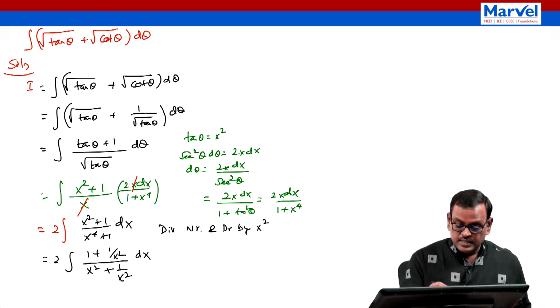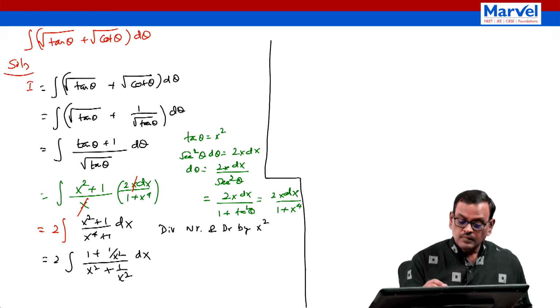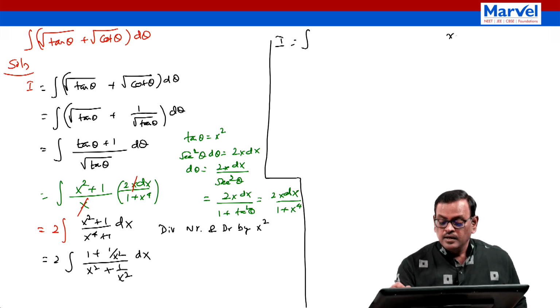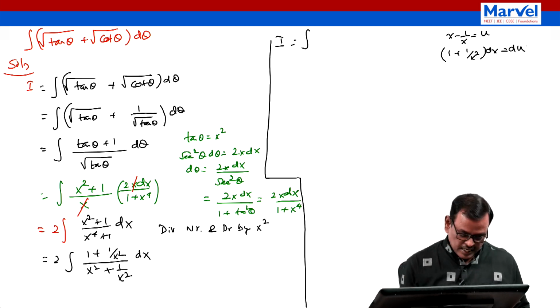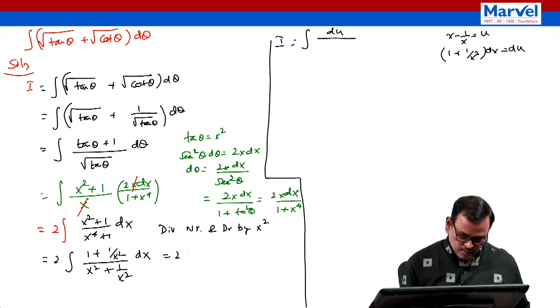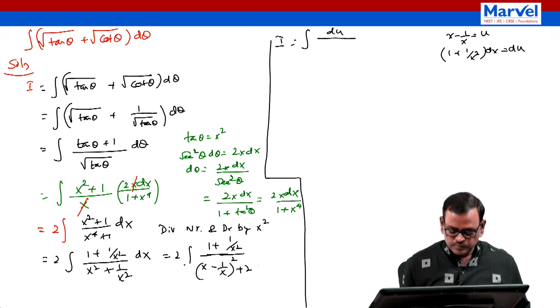We can convert this as I equal to the integral of, now put x minus 1 by x equal to u. Then 1 plus 1 by x square dx equals du. Therefore this becomes du by, as one more step, 1 plus 1 by x square by x minus 1 by x the whole square plus 2.